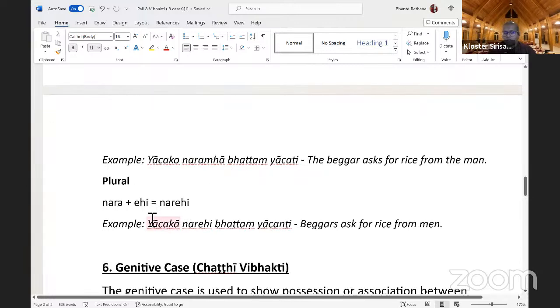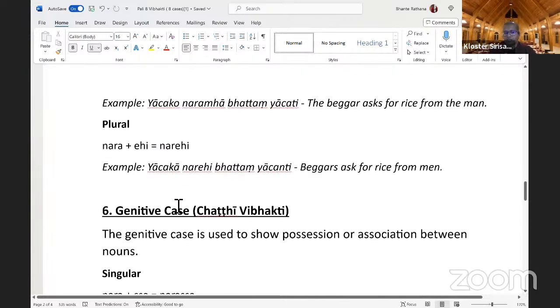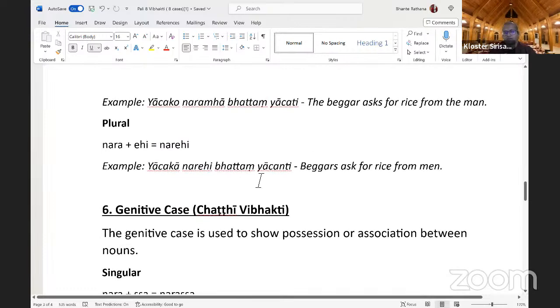And the plural, nara plus ehi, narehi. This is the plural. And the example: yācakā narehi bhattaṃ yācanti. Beggars ask for rice from men. These four cases we haven't done yet. It's coming in the next lessons. But you can get an idea how it's performed.